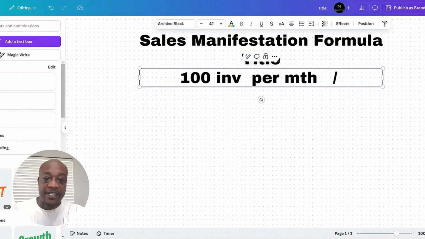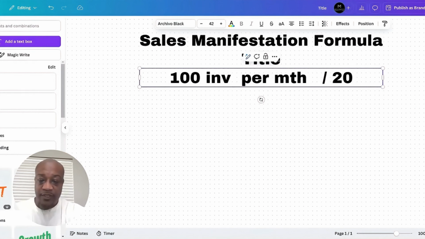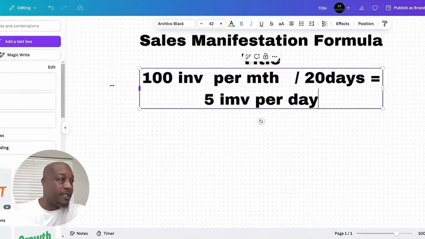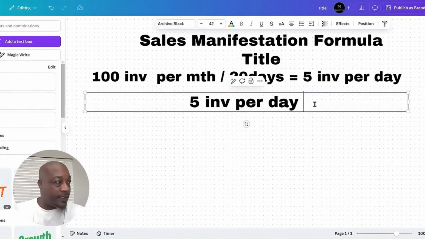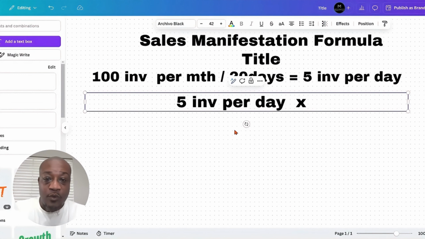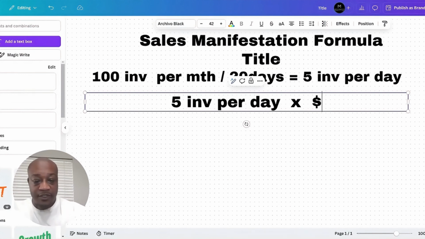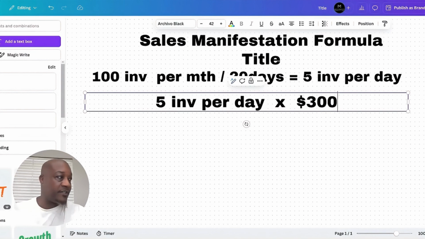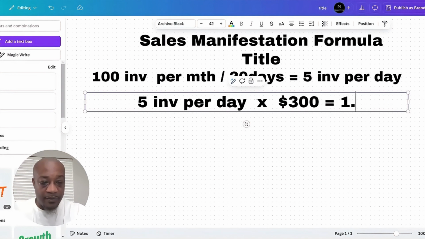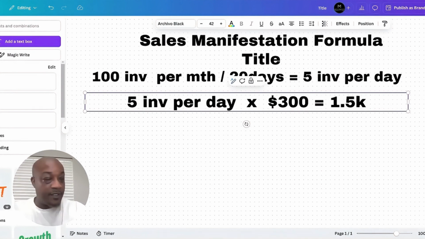So if you're working 5 days a week and you're taking the weekends off, you need to have 20 working days. So we're going to do the math. I'm going to make this bigger so you can see. So 5 invoices per day times whatever the service is that you're charging for. Let's just say you're doing a service and you're charging $300 for it. 5 times 300 is 1,500. Let's say 1.5K a day.